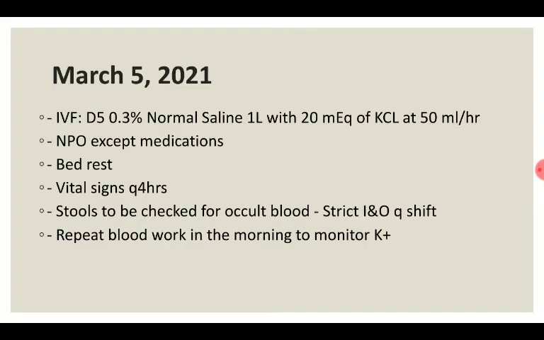For Miss N's course of treatment on March 5, 2021, Miss N was given IVF D5 0.3% normal saline 1 liter with 20 milliequivalent of potassium chloride at 50 ml per hour. She was ordered to be on NPO except the medications, and she was also ordered to have bed rest. Vital signs every 4 hours, stools to be checked for occult blood, and strict I&O every shift. Repeat blood work in the morning to monitor potassium.